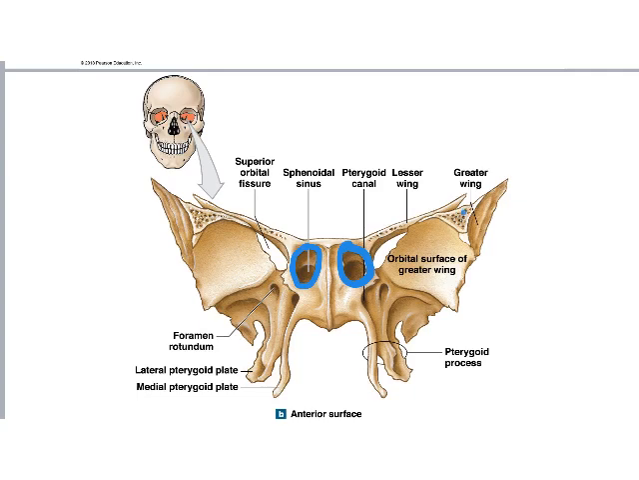Of course, you can see the greater wing as well on the anterior view, and then you can see the lesser wing, which is these little guys here from the anterior view. So that's not really anything new that we haven't talked about.